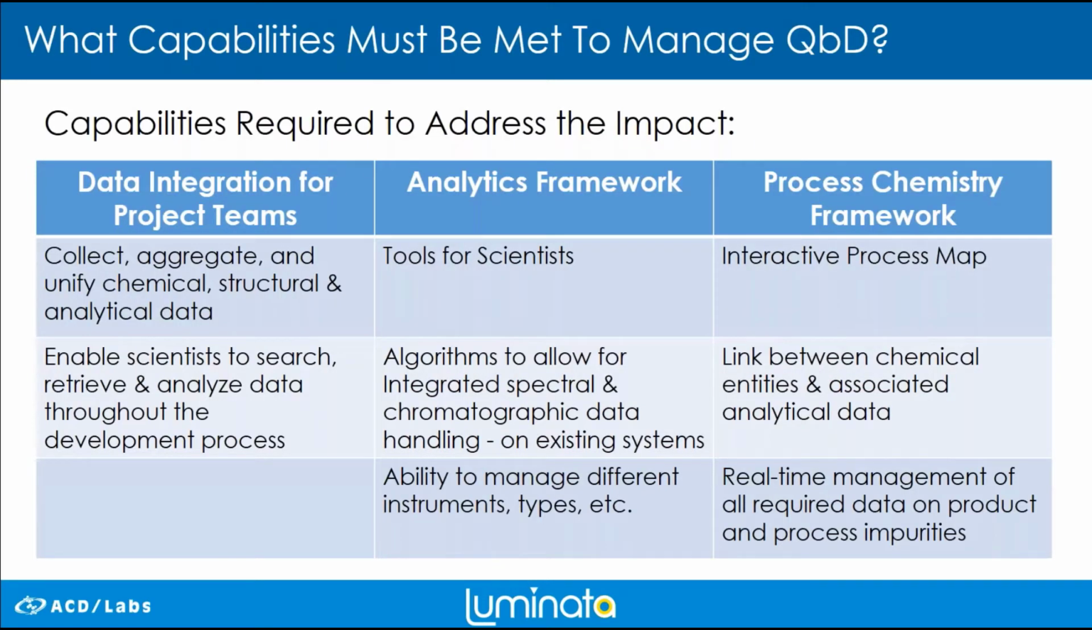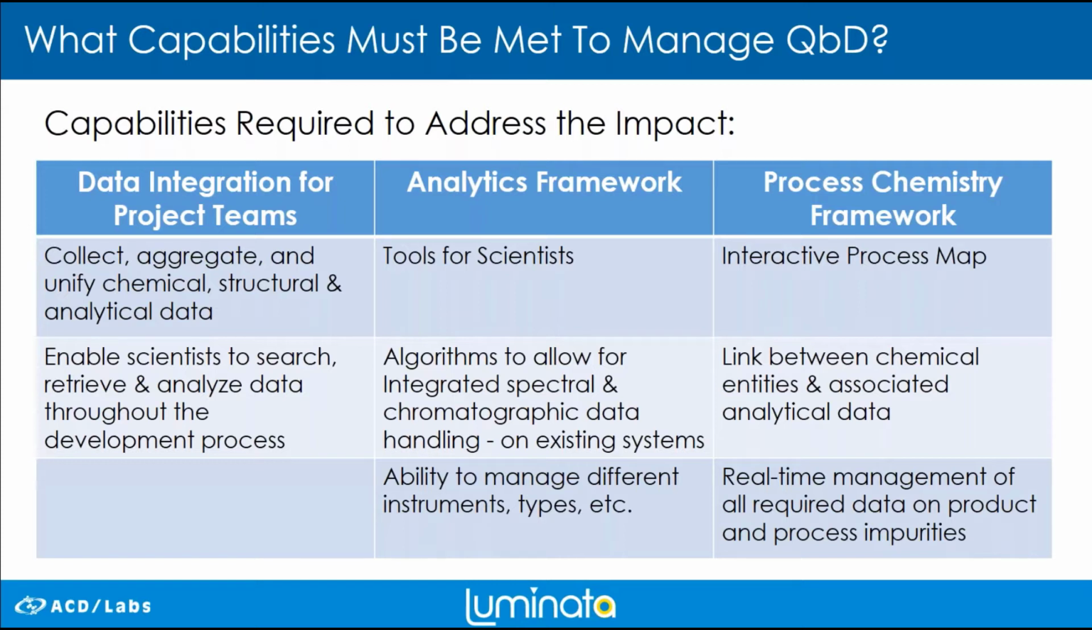Now, capabilities that must be met within QbD. We've heard from our clients that these capabilities would be useful in managing the responsibilities to be met in QbD. Let's go through the differing users in pharmaceutical development. If you're the project team lead, collecting and aggregating all chemical and structural analytical data in one central place, enabling the scientists to search, retrieve, and analyze the data. For the analytical framework, the ability to manage different instrument types, tools for the scientists, having a location where you're storing all this. Finally, just like I mentioned in the previous slide, process chemistry workflow: an interactive process map.